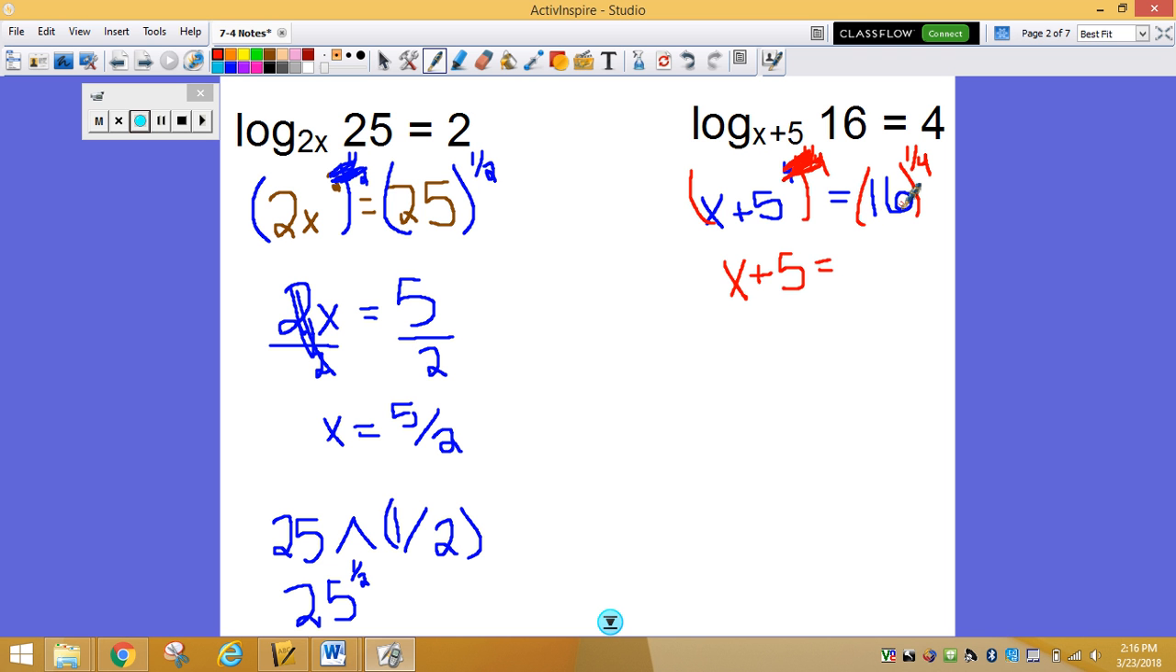Grab your calculators and type in 16 raised to the 1/4, and you should get 2. Now to solve it, it says plus 5, so to move it I'm going to subtract 5. And 2 minus 5 is negative 3.